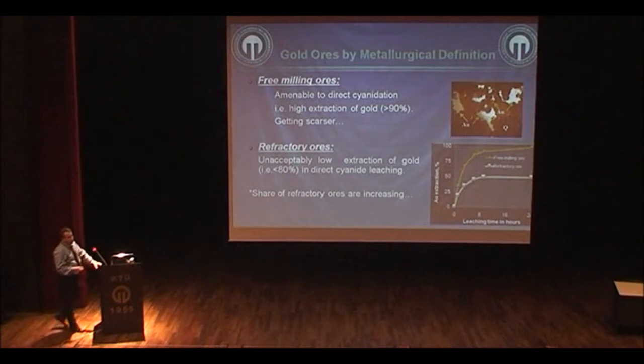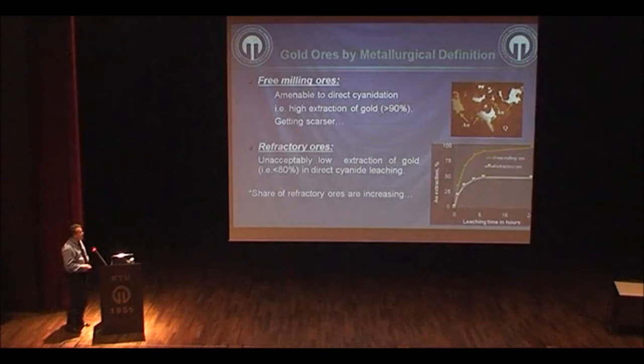Gold ores, from a metallurgical point of view, we classify as free milling ores and refractory ores. Free milling ores are easy to beneficiate and respond well to direct cyanidation, which means cyanide leaching after suitable physical pretreatment, like grinding down to 75 micron. We can get high gold recoveries. That's why we call these particular gold ores free milling ores.